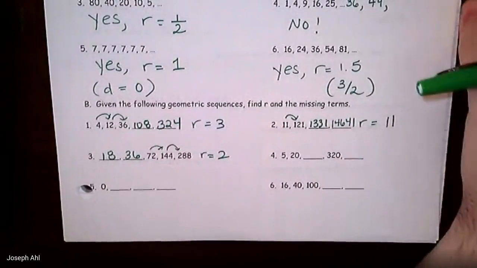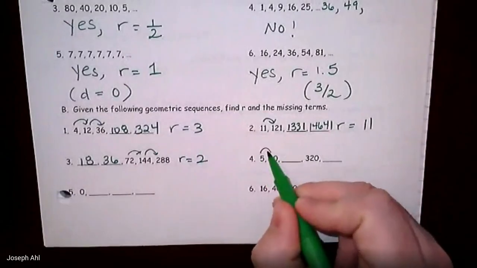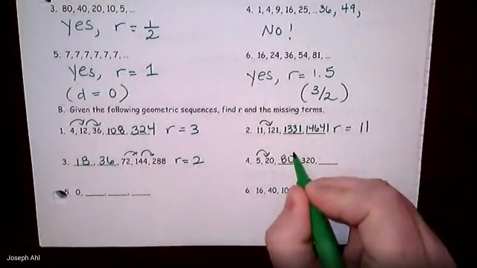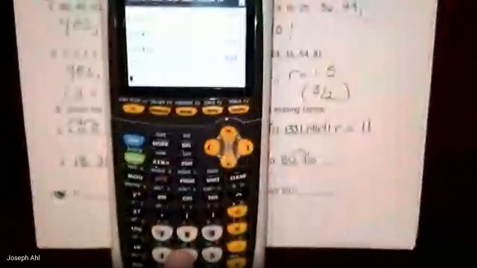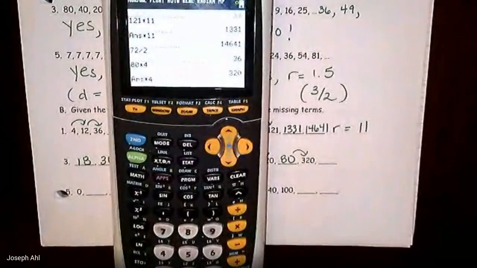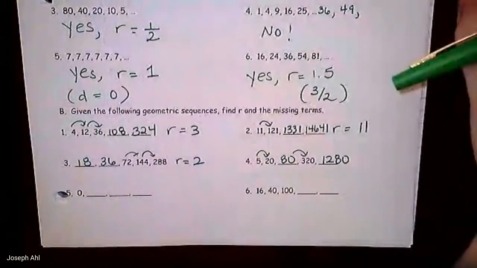Okay. So in the next one, 5, 20, the r value from here to here would be a 4. 20 times 4 would be 80. You can even double check that. Is 80 times 4 320? Sure is. Multiply by 4 one more time to get the one after 320, which is 1280.